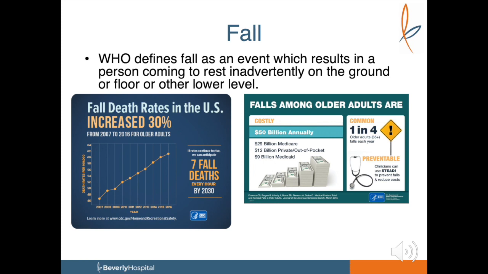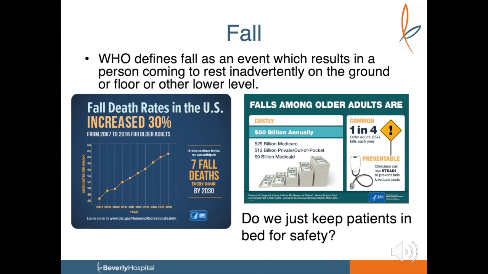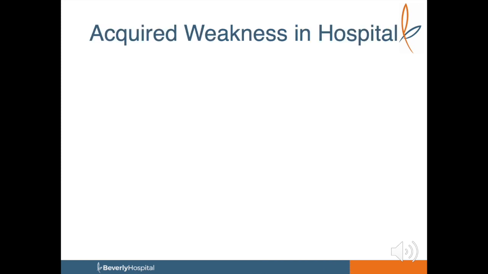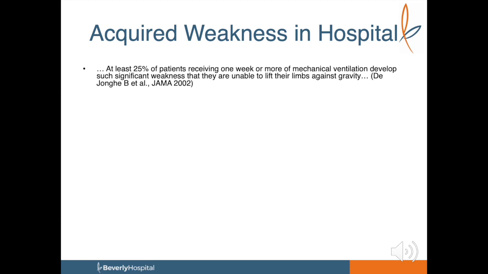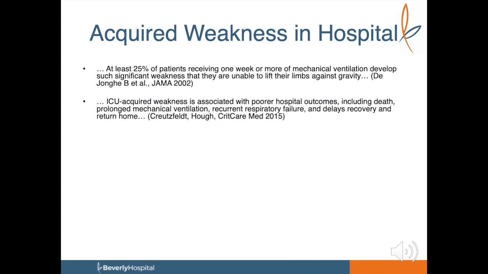With the increasing trend in falls in older adults, fall prevention becomes even more important when they are admitted to the hospital. Then, to prevent falls, do we just keep patients in bed for safety, not mobilizing them? There is numerous research in the medical field regarding acquired weakness in hospital. According to a study in 2002 in JAMA, at least 25% of patients who were on vent for 1 week or more developed such weakness that they were unable to lift their limbs against gravity. In 2015, a study in Critical Care Medicine reported ICU acquired weakness is associated with poor outcomes including death.